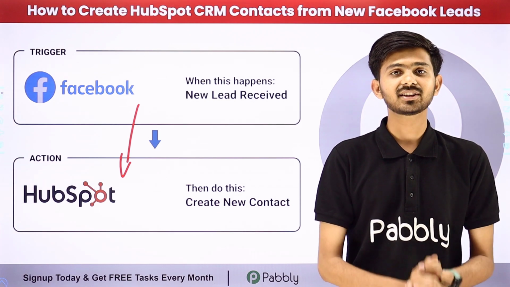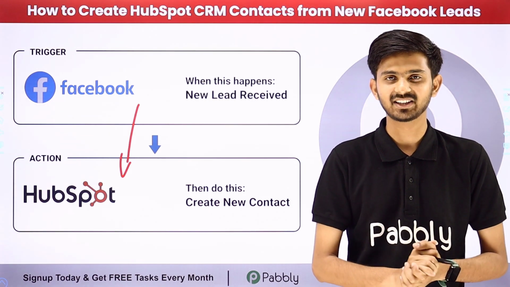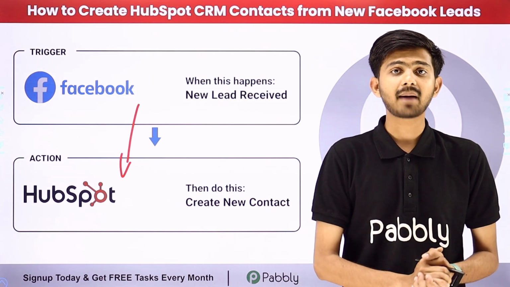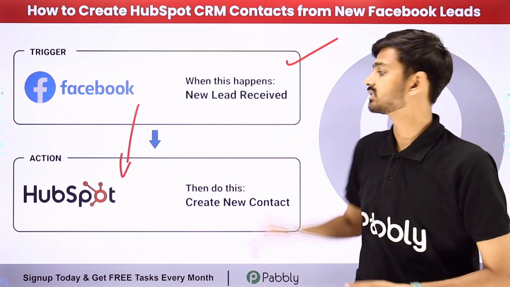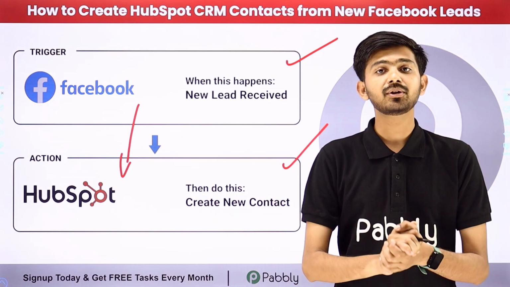For building this connection, I'm going to use Pabbly Connect, which is an amazing software for automation and integration. In Pabbly Connect, I have to use a trigger and an action. In the trigger application, I'm going to use Facebook lead ads. In the action application, I'm going to use HubSpot CRM. So how am I going to build this connection?